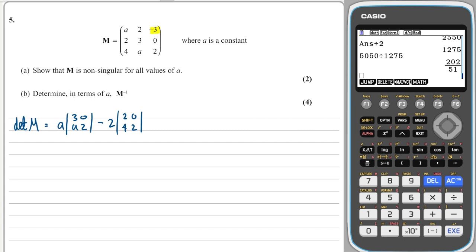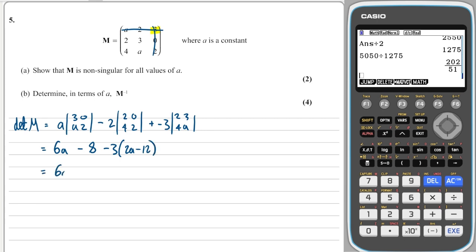And then we take minus 3. So plus minus 3. And the determinant will be 2, 3, 4, and A. This is going to give us 6 and 0, so 6A. Give us 4 and 0, so minus 2 times 4 is 8. And 2A minus 12 times minus 3, so 2A minus 12.